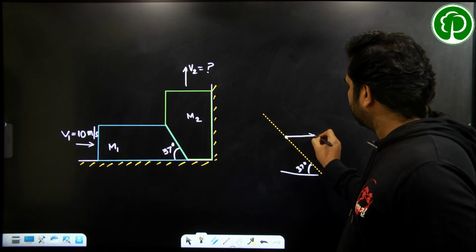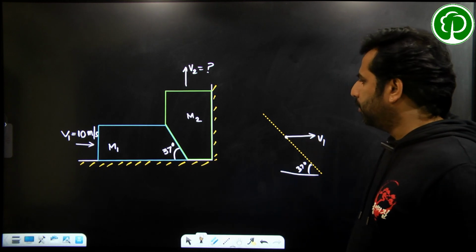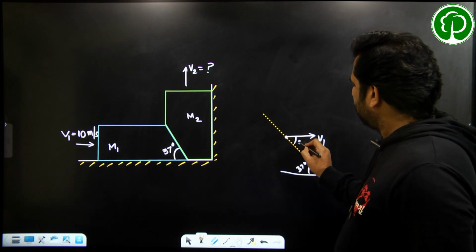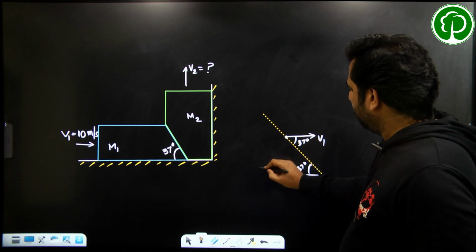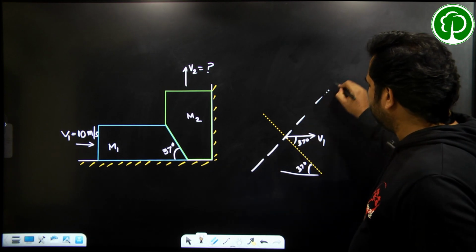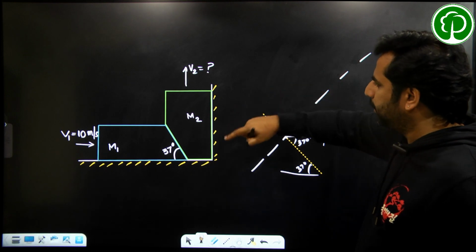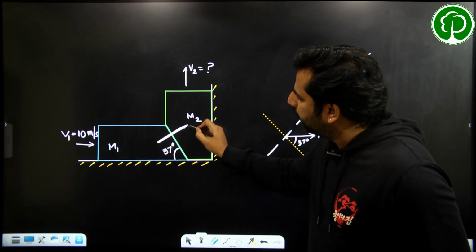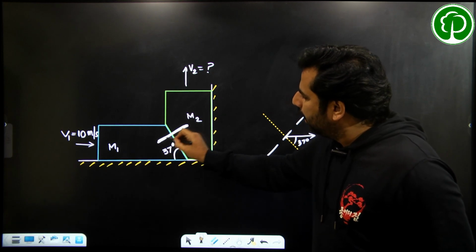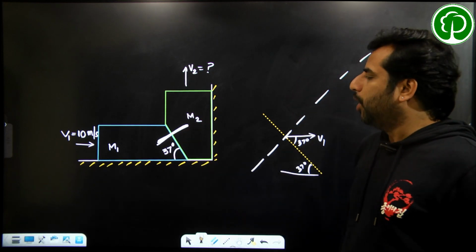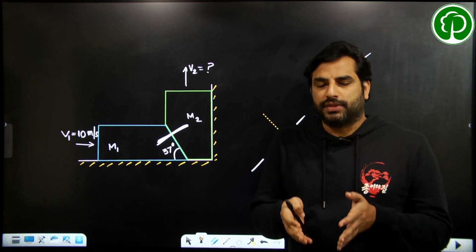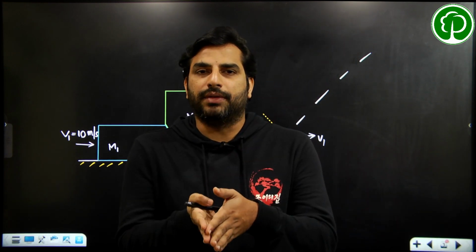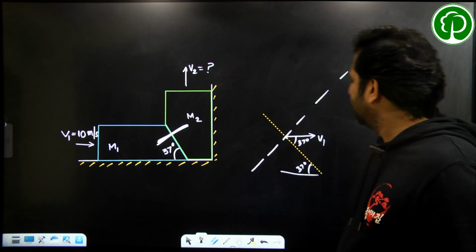M1 is moving with a velocity V1, so it is making an angle 37 with this dashed line. I need the component of these velocities V1 and V2 along the perpendicular to this surface. This is the normal to the surface. Along this normal, both the blocks should have the same components. Only then are they in contact with each other, right?